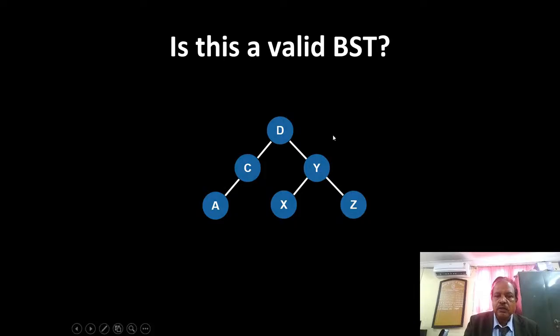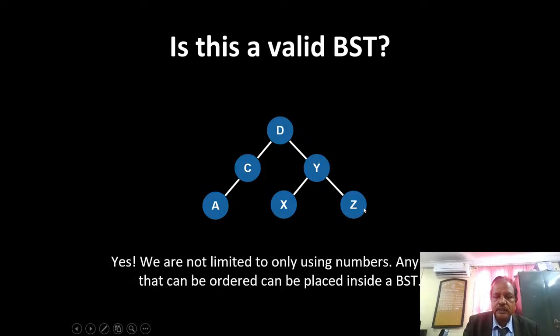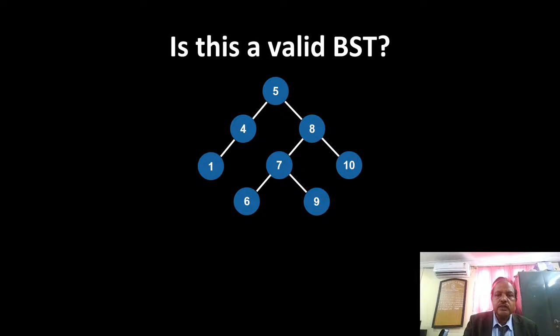It is not necessary that always numbers will be there. Even if character, we can put here D. C is before D and A is before C, it is okay. And Y is after D and X is before Y and Z. Yes, it is also a valid binary search tree, right? So like this we can put it.